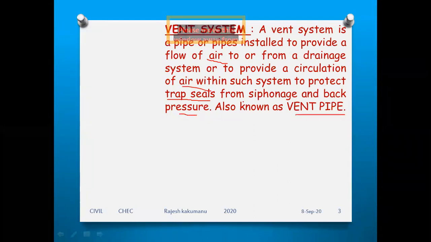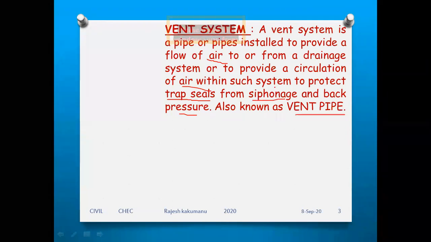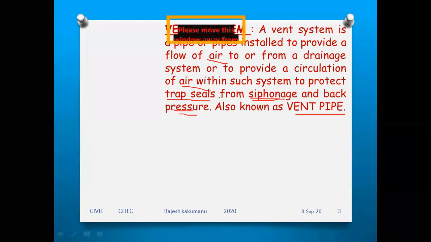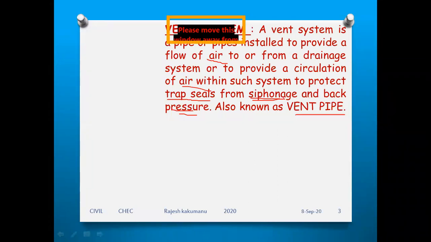For back pressure and siphonage I gave an example: a siphon tube, how to remove the water from a petrol tank or from a fish aquarium. That is a pressure, getting a back pressure. To protect the trap seals from back pressure and siphonage, we are using a vent pipe. Like the soil pipe, the vent pipe.